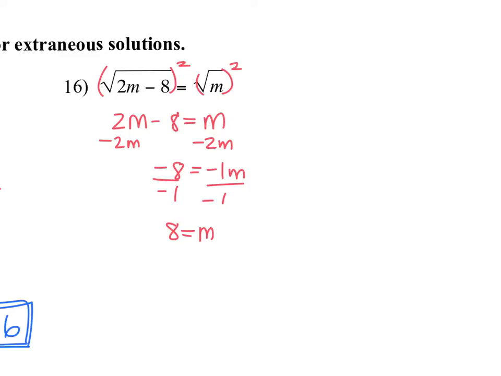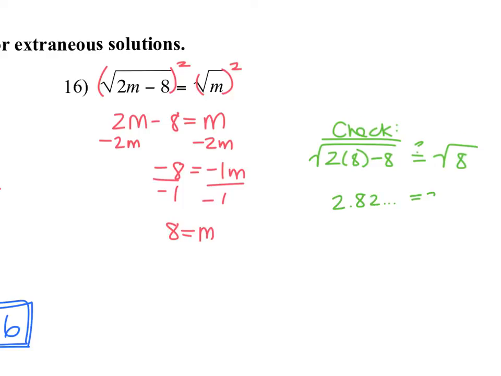And then I still do have to check. So I still need to check and make sure that it works. So the square root of 2 times 8 minus 8. And I want to know if that equals the square root of 8. So I'm going to use my calculator. And I got 2.82 blah, blah, blah. And the same thing on the other side.